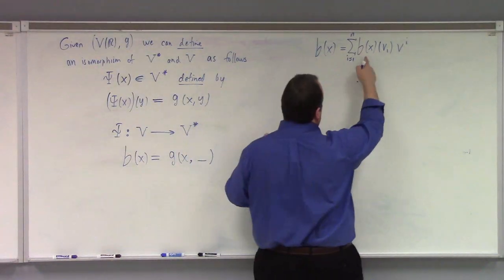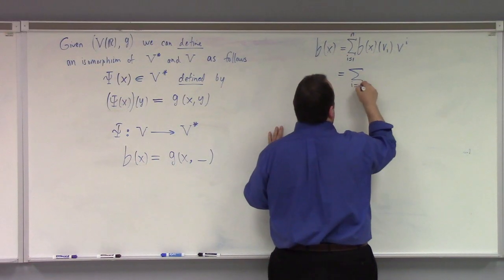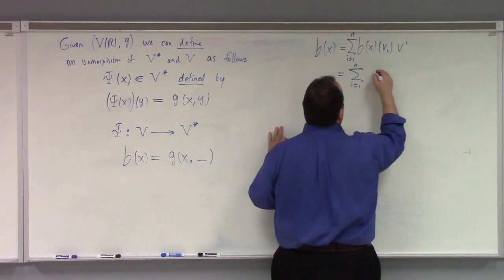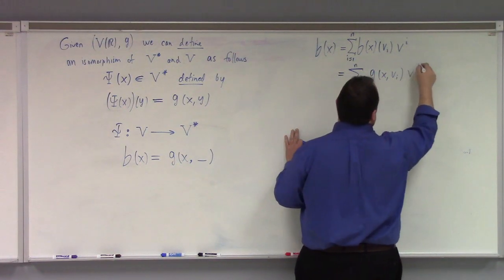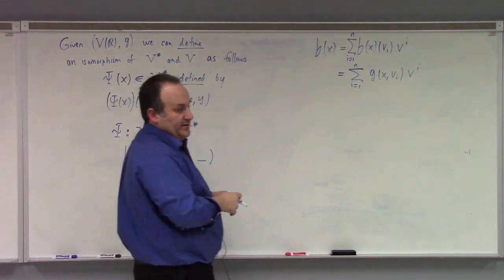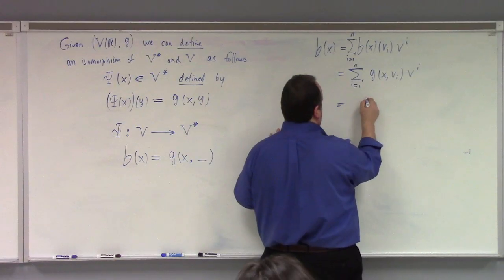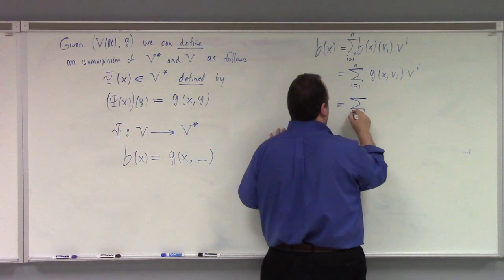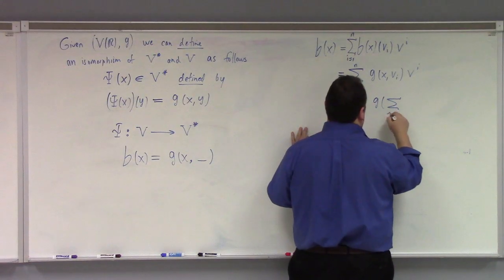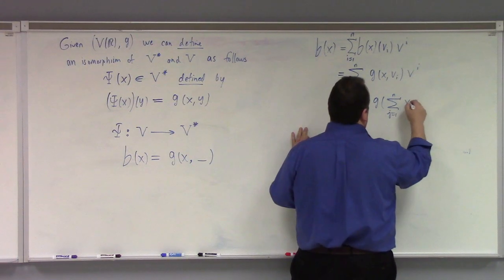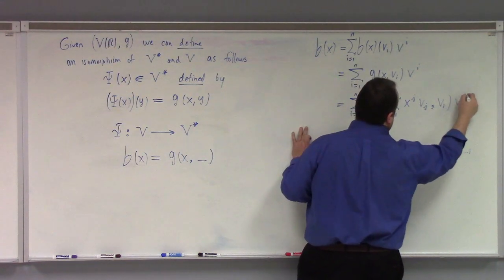But this is straight up the sum i equals 1 to n of g of x comma v_i with v upper i. All right, but let's expand x into the basis as well. So we've got the sum i equals 1 to n, g of the sum, let's say j equals 1 to n of x upper j, v lower j. Like that.